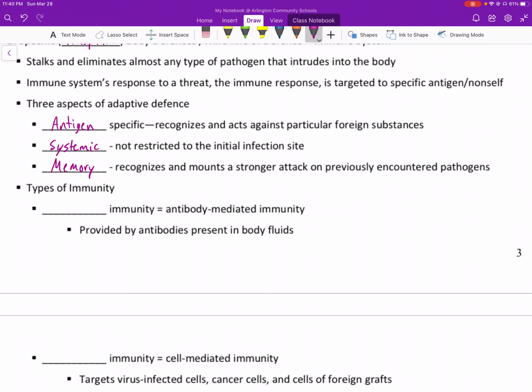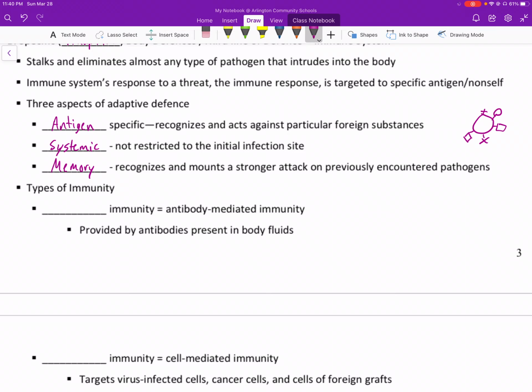Now, antigen specific recognizes particular foreign substances. Within these cells, they have certain carbohydrate markers, like micro shapes, that tell you what this cell is. And if it does not meet that requirement, it says, all right, we have an invader, let's attack it.